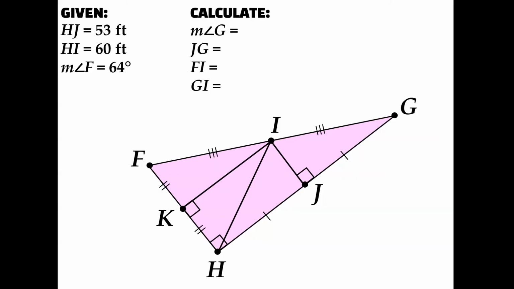Well, remember that the perpendicular bisectors of a triangle intersect at a point called the circumcenter. I is the circumcenter of this triangle because it's the point of intersection of KI and JI. The circumcenter of a triangle is equidistant from the vertices of the triangle. So that means that the distance from I to F, and I to G, and I to H are all the same length.